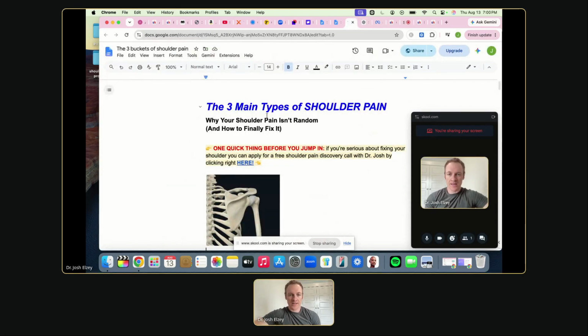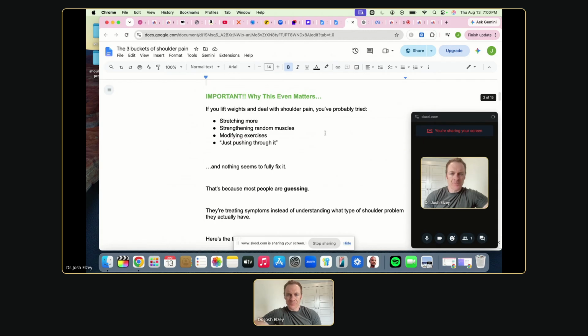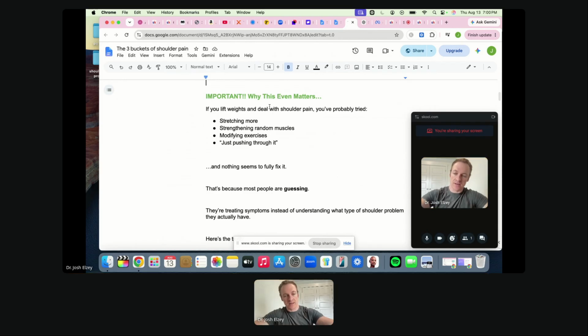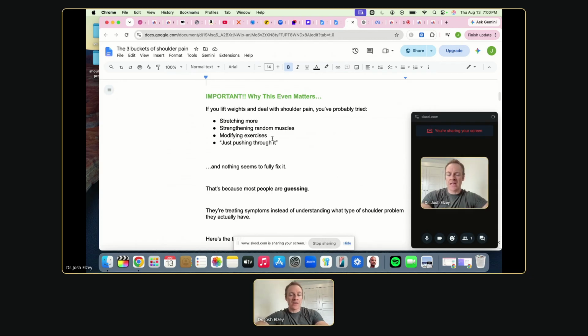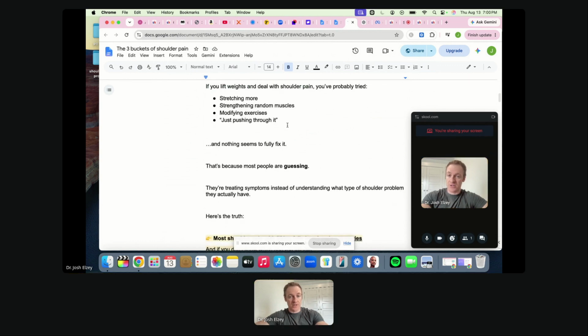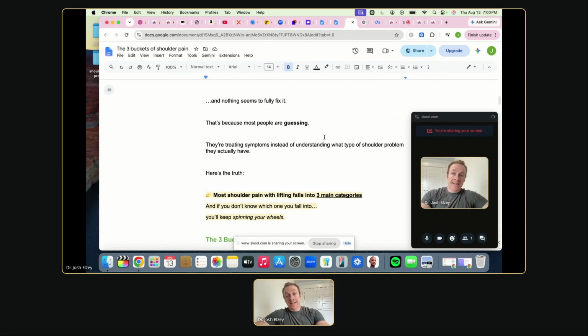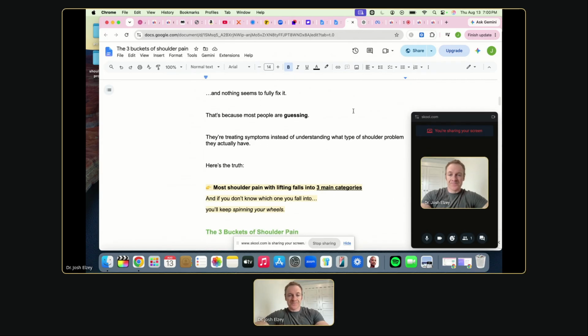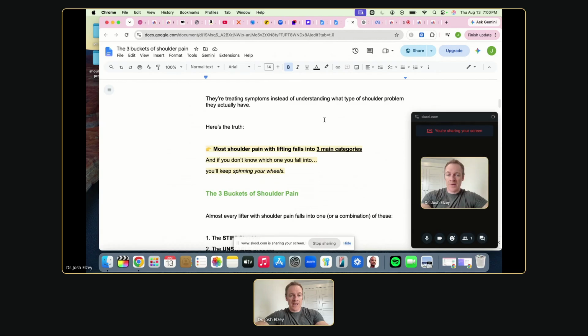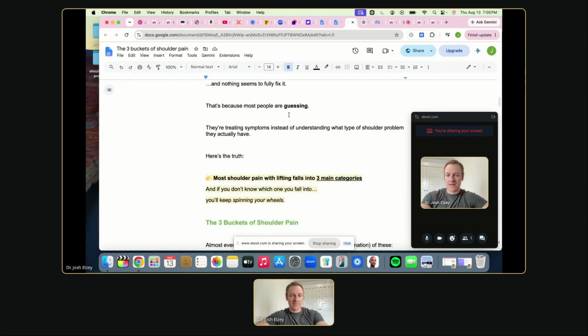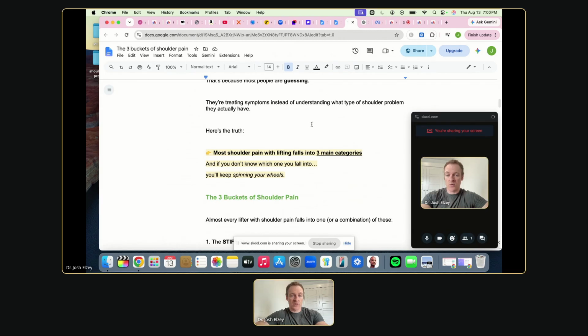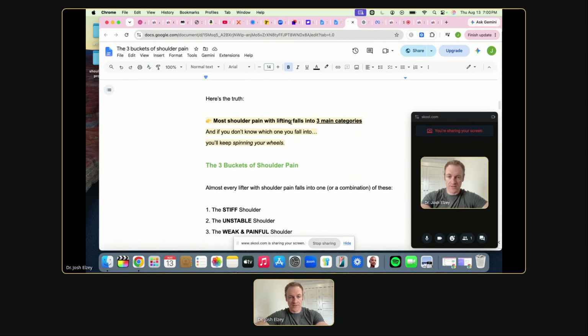So the three main types of shoulder pain, why your shoulder pain isn't random, how to actually fix it. If you're lifting weights and dealing with shoulder pain, maybe you've tried stretching, some random rotator cuff exercises or some random shoulder blade muscle, scapular strengthening exercises. You've tried modifying, or maybe just pushing through. Most people are just guessing at what's wrong, right? But most shoulder pain is going to fall into these three main buckets. So if you don't understand which one you fall into, you're probably just going to keep spinning your wheels.